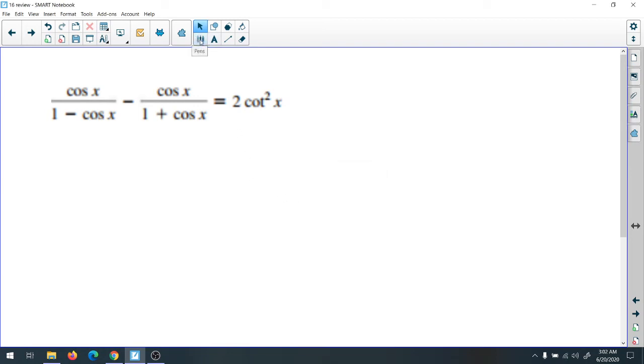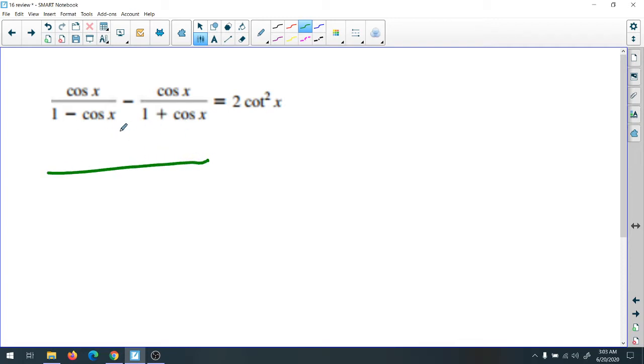Okay, we have another question here in our review of some trig problems. We have (cosine x over 1 minus cosine x) minus... (1 plus cosine x) equals cotangent squared, and they need us to prove the identity. So we work on the left side and make it equal to the right side. So let's do that here.